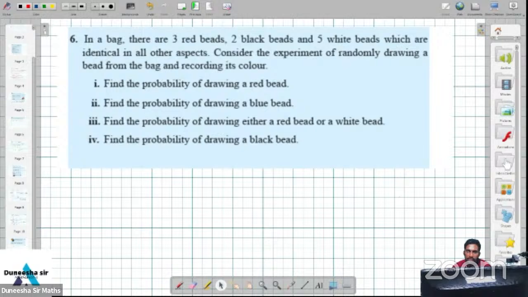In a bag, there are 3 red beads, 2 black beads, and 5 white beads, which are identical in all other aspects. Consider the experiment of randomly drawing a bead from the bag and recording its color. Find the probability of drawing a red bead. If we take it as PA, what is the sample space? What are all the possible outcomes?